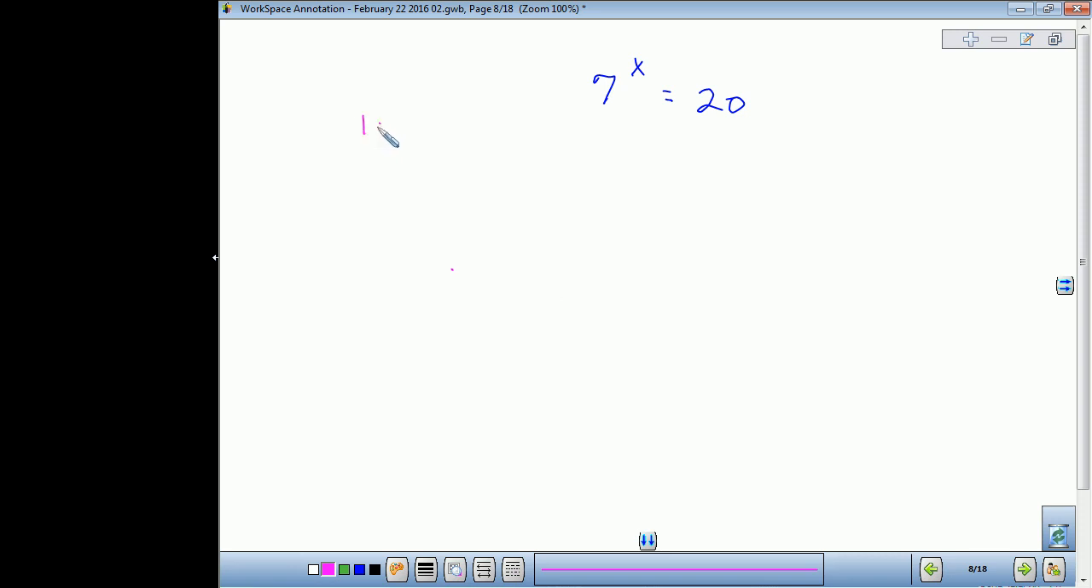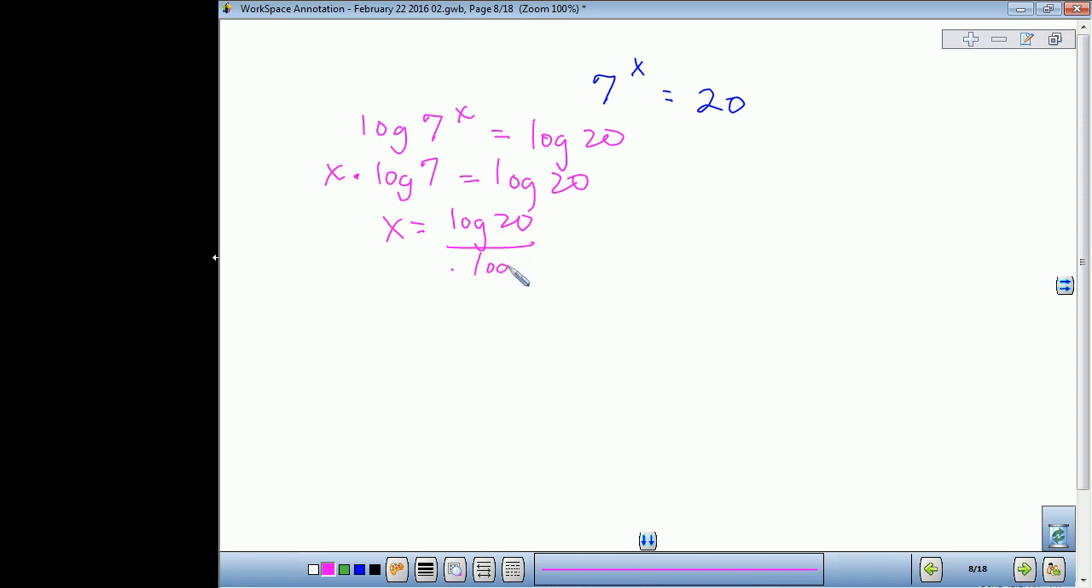So if you took the log of both sides, it ended up looking like this. Log of 7 to the x equals log of 20. So the x came out in front. So we get x times log of 7 equals log of 20. So x equals log of 20 over log of 7. That's an exact answer. Another exact answer would happen if we took the natural log of both sides.